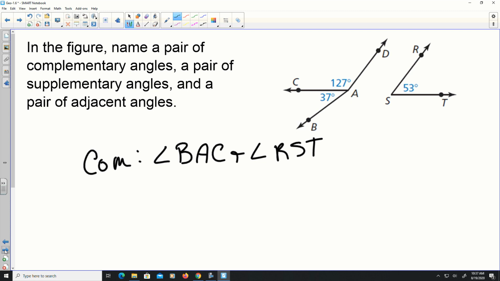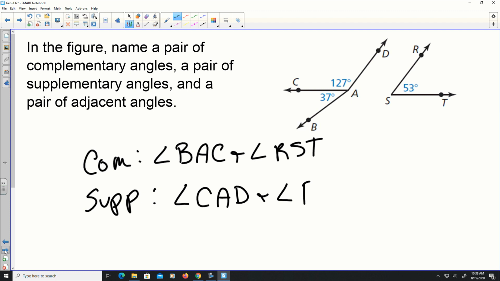For supplementary, I've got 127 plus 53, which is 180. So I can say that angle CAD and angle RST add up to 180 degrees, so those are supplementary.